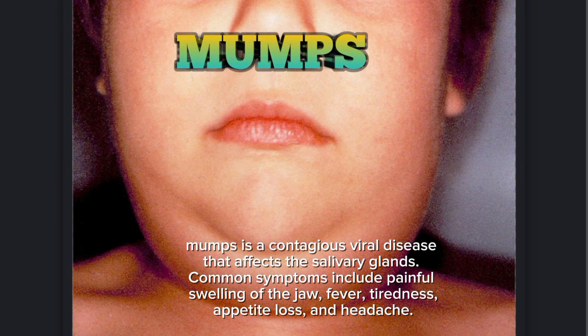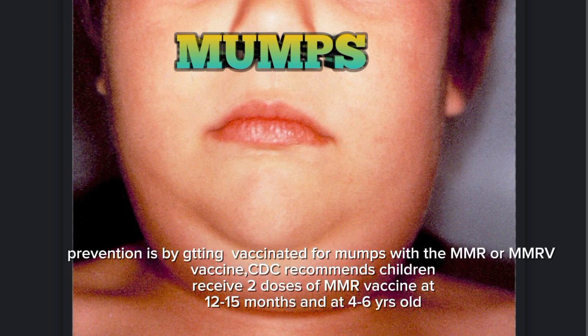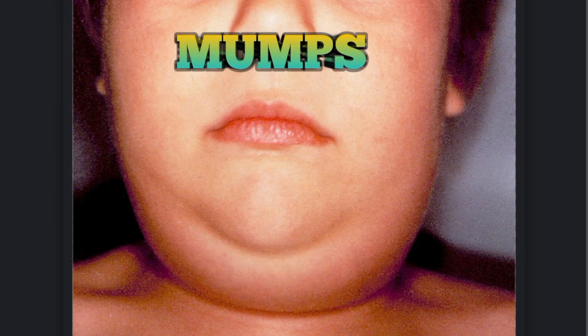Mumps is a contagious viral disease that affects the salivary glands. Common symptoms include painful swelling of the jaw, fever, tiredness, appetite loss, and headache. Prevention is by getting vaccinated for mumps with the MMR or MMRV vaccine. CDC recommends children receive 2 doses of MMR vaccine at 12-15 months and at 4-6 years old. Another preventive method is hand hygiene.